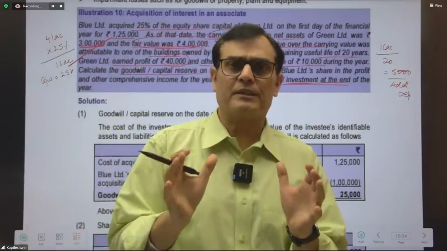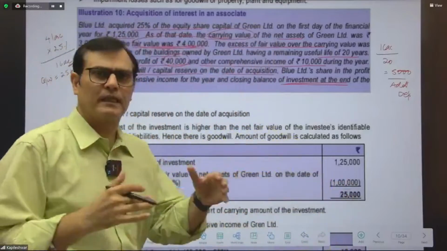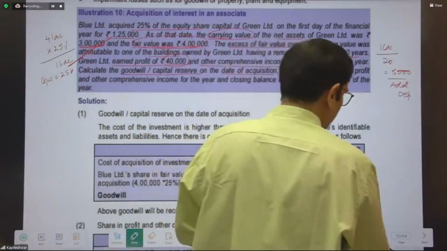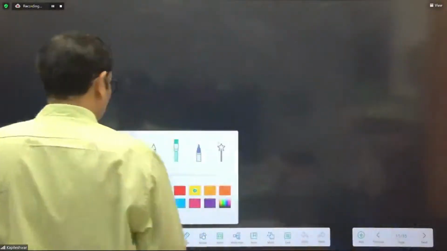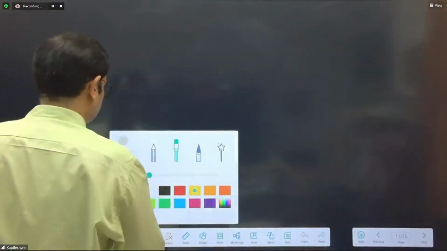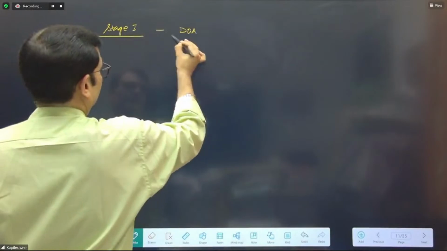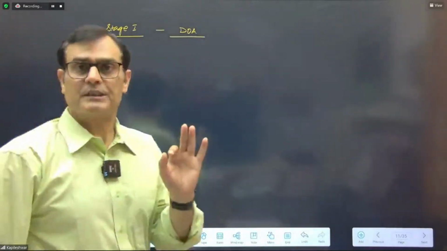We've done stage 1 and stage 2, though the workings are clearly given, but I'd like to quickly give you some inputs and see the presentation which follows. What I'm going to do in the examination, I would advise you to do in the examination as well. You need to go stage by stage. Let's go to stage number 1. Stage number 1 is the date of acquisition, and you just need to identify the goodwill or the bargain purchase gain.